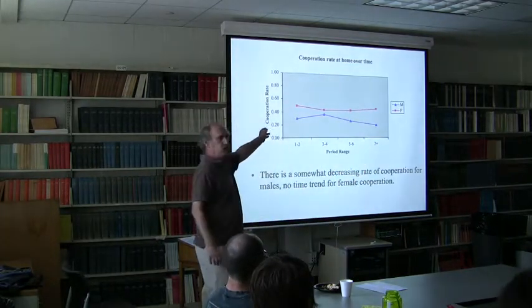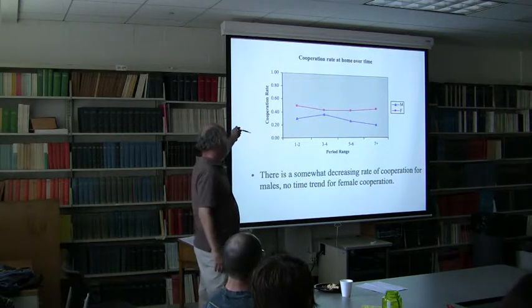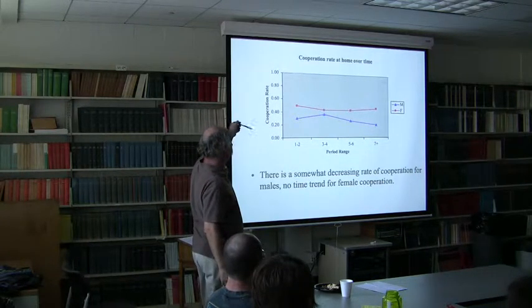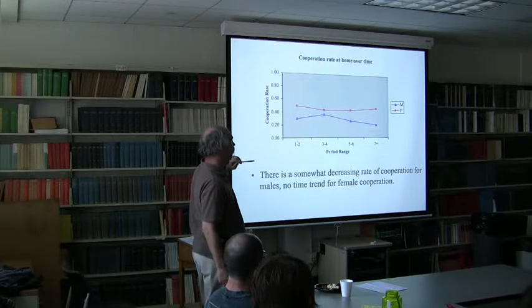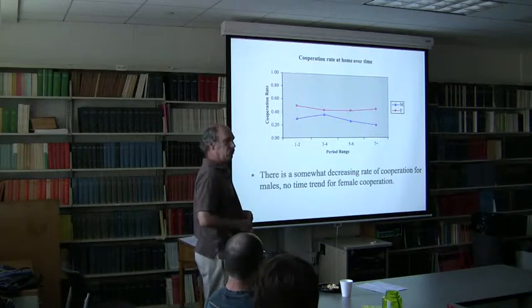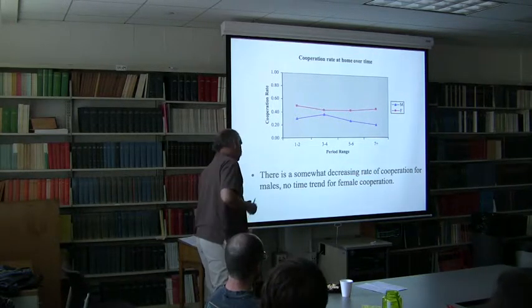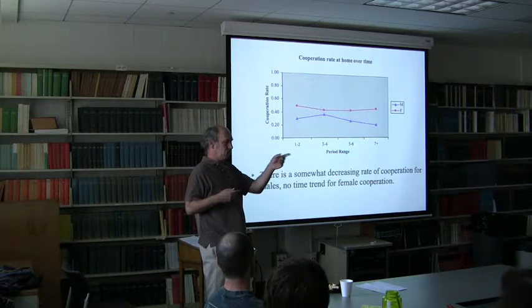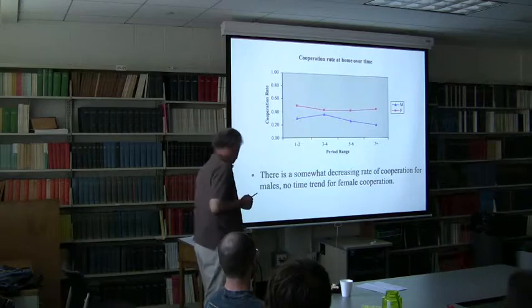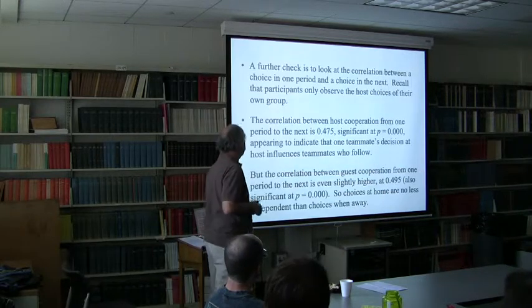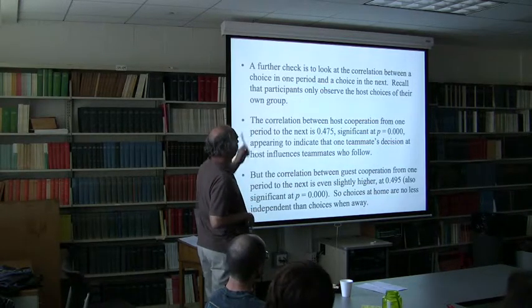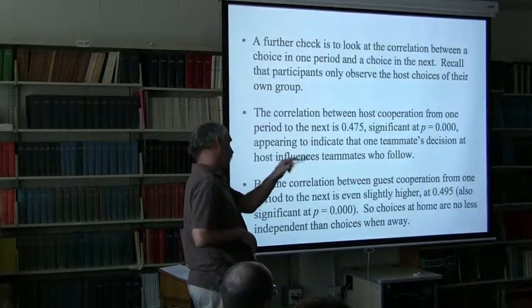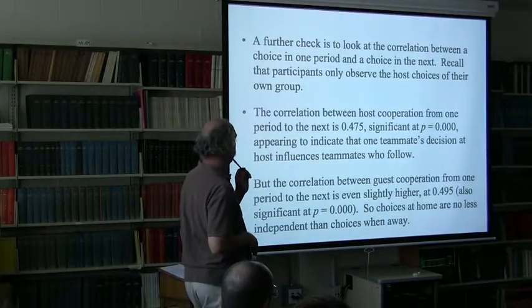We don't get dramatic differences over time. The cooperation rate for males does seem to be dropping over time somewhat. For females, we don't get a big difference. Because this is the issue that maybe what's going on is people have observed what's happening, which relates to your point, and they're affected by it. So I'll just give you one more slide on that. Look at the correlation between choice in one period and choice in the next, which is close to what you're asking, but not quite the same thing.